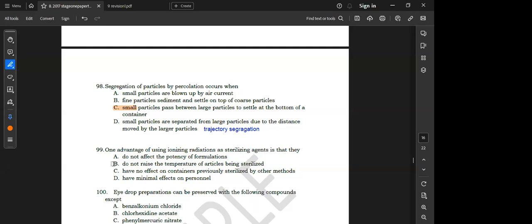Somebody who used AI has told us segregation by percolation is a phenomenon that occurs in granular materials or particulate systems when different sized particles or components within the mixture separate due to variation in the ability to flow or percolate through the material. In this context, it refers to the movement of particles through a fluid, thus a porous medium. B is elutriation segregation.